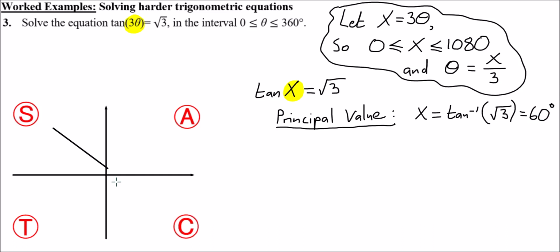So we take our CAST diagram, draw a big fat X centered on the origin, and because we found an acute angle, which is valid, 60 degrees, we just add on 60, like so, in each of these quadrants where 60 is the acute angle made with the x-axis.